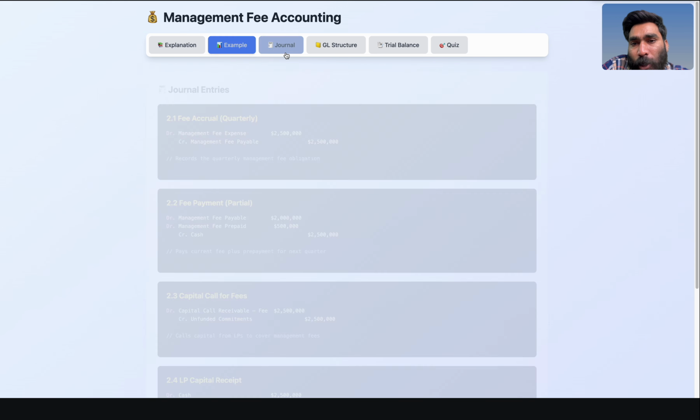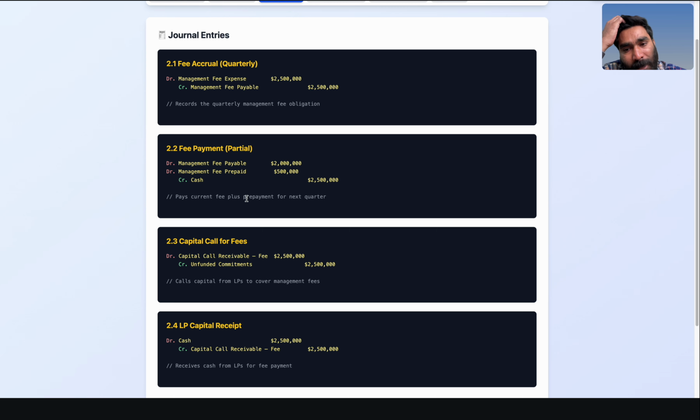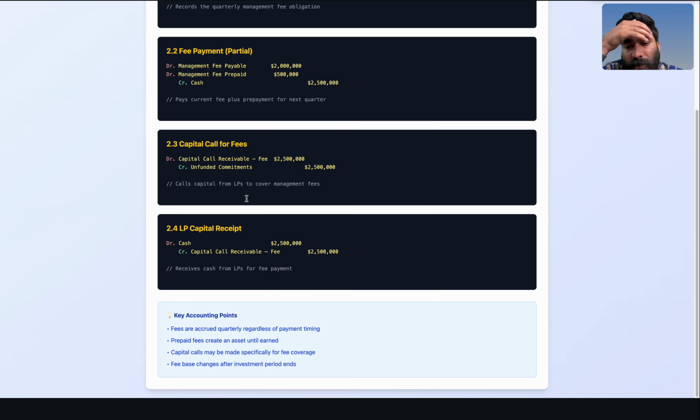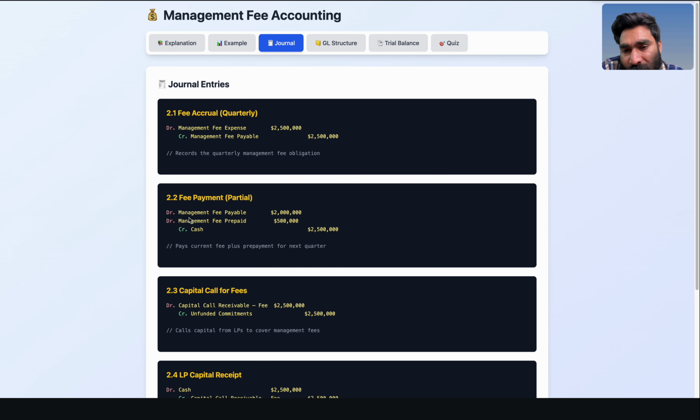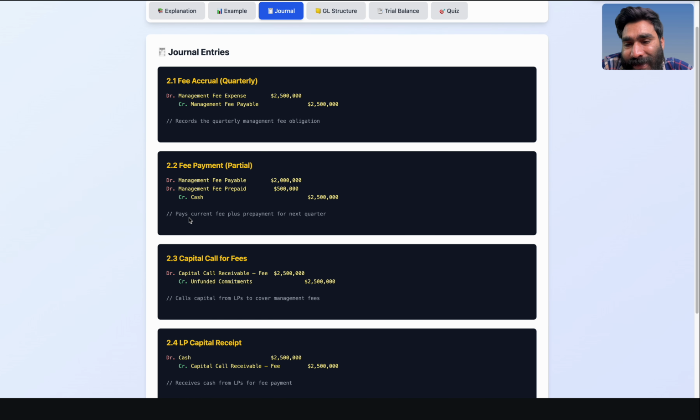So now let's talk about journal entries for a management fee. Look at this. Fee accruals quarterly: management fee expense account debit, management fee payable account credit. This is how we post journal entries in the books of account, to record the quarterly management fee obligation. Then the second one, fee payment. Let's say the management fee payable was 2 million, and management fee prepaid was, let's say, 500 million.